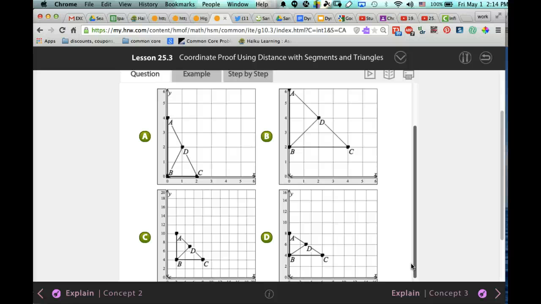D? B? All right, so some people said B, some people said D. Anybody else? C? Anybody else? You guys are all horrible. The correct answer is A.